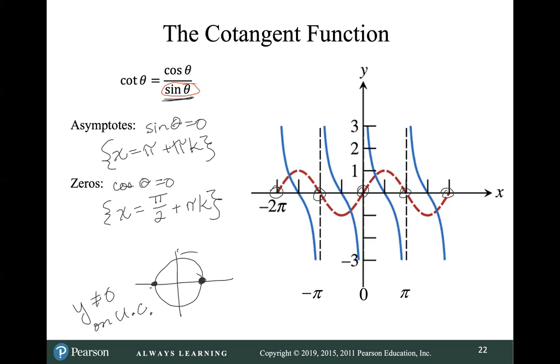Okay, we can look at the same thing for tangent as well. We can look at how our graphs relate back to the unit circle. And I have an exploration posted on Blackbaud if you want to have a more interactive way of seeing these functions related to the unit circle.